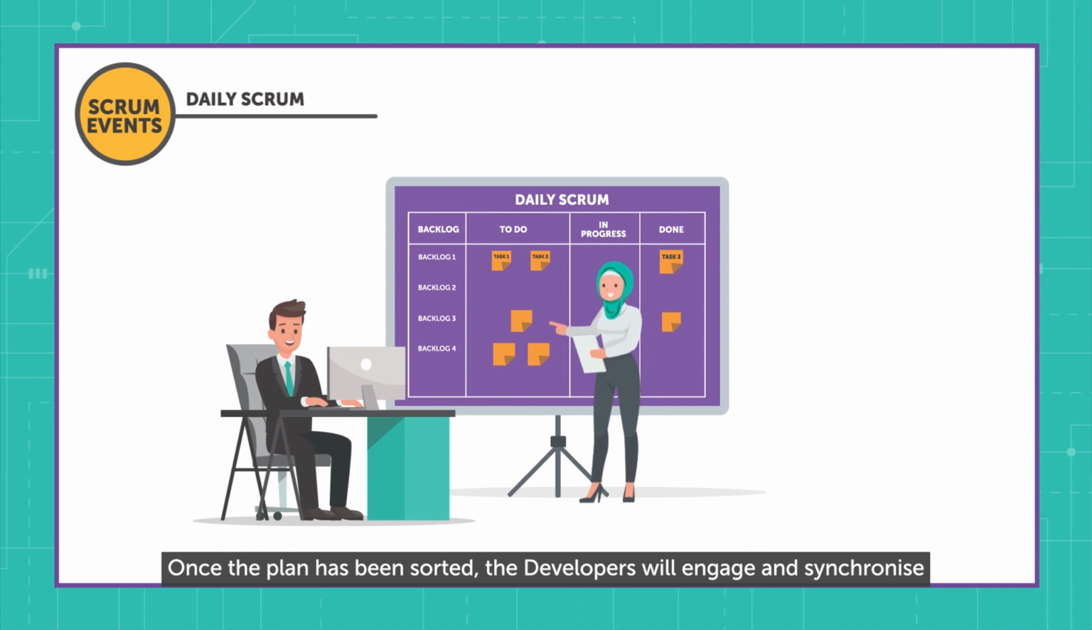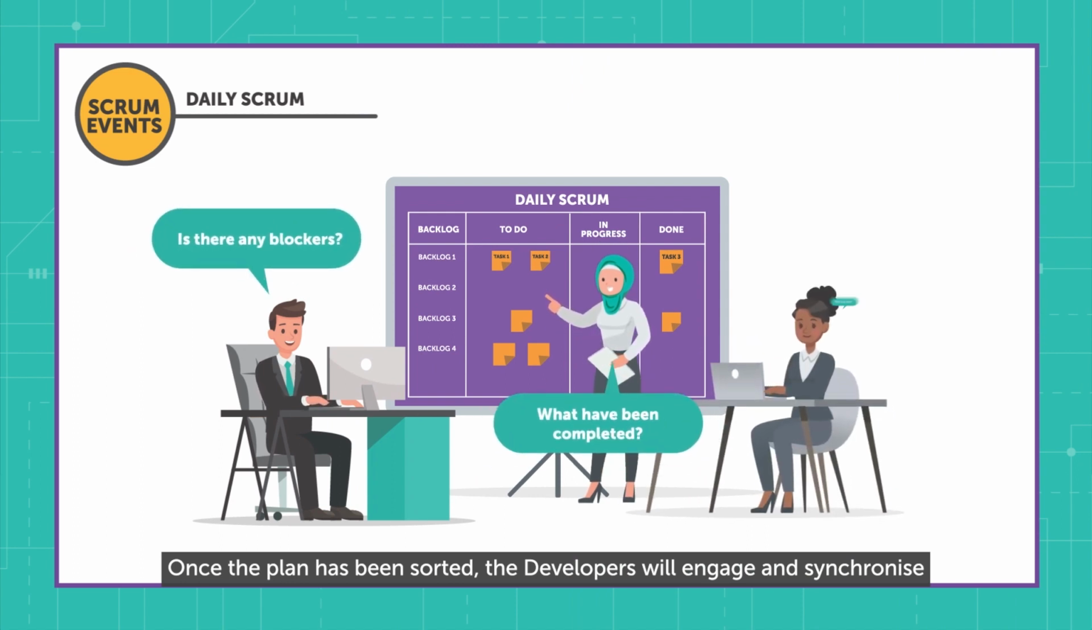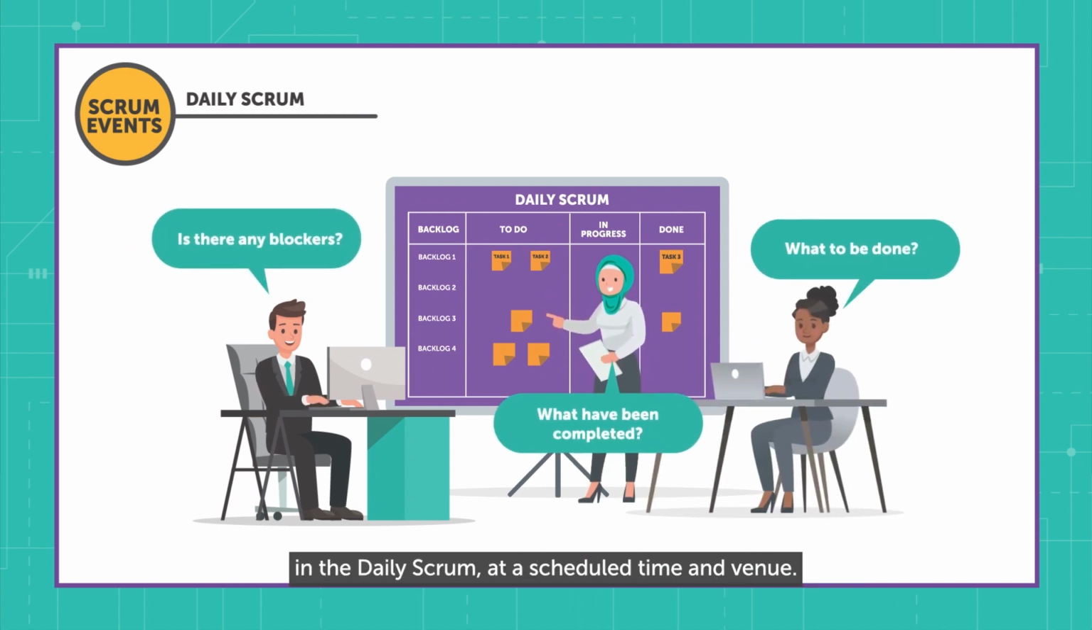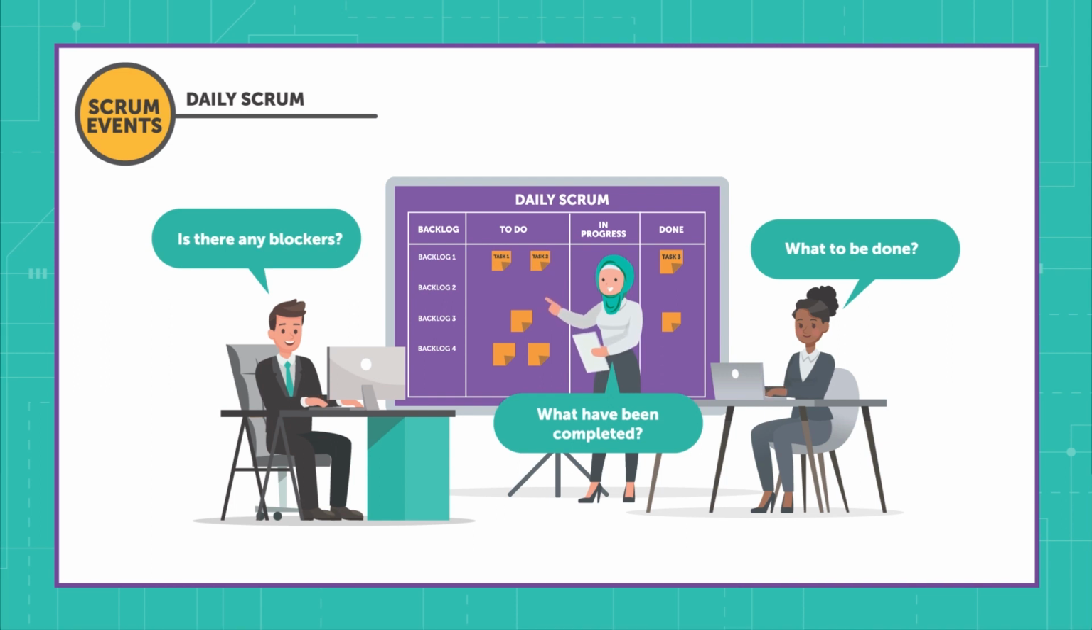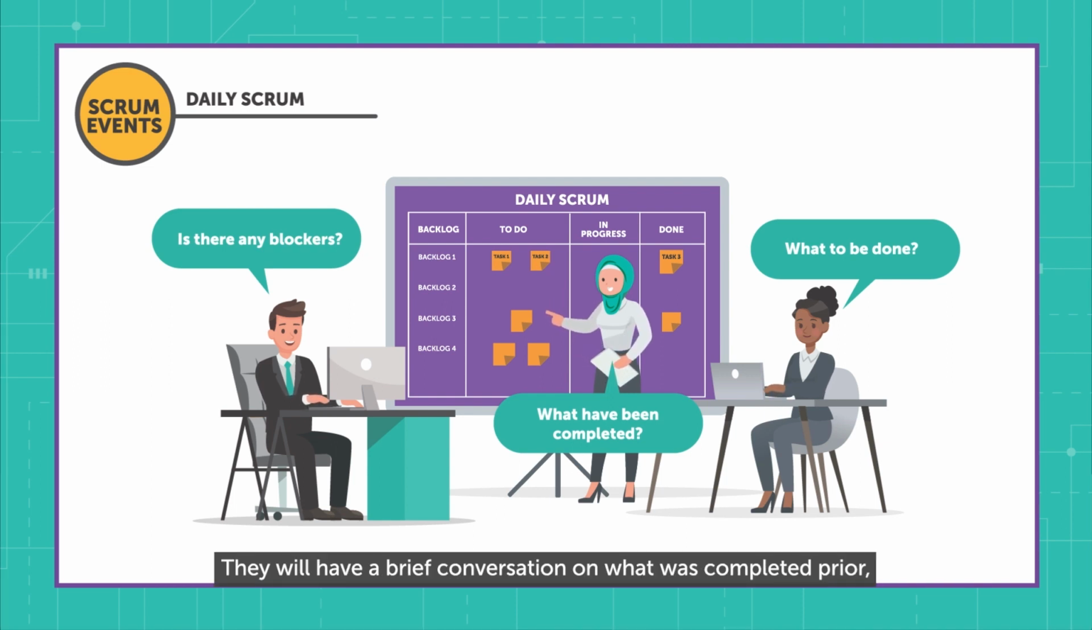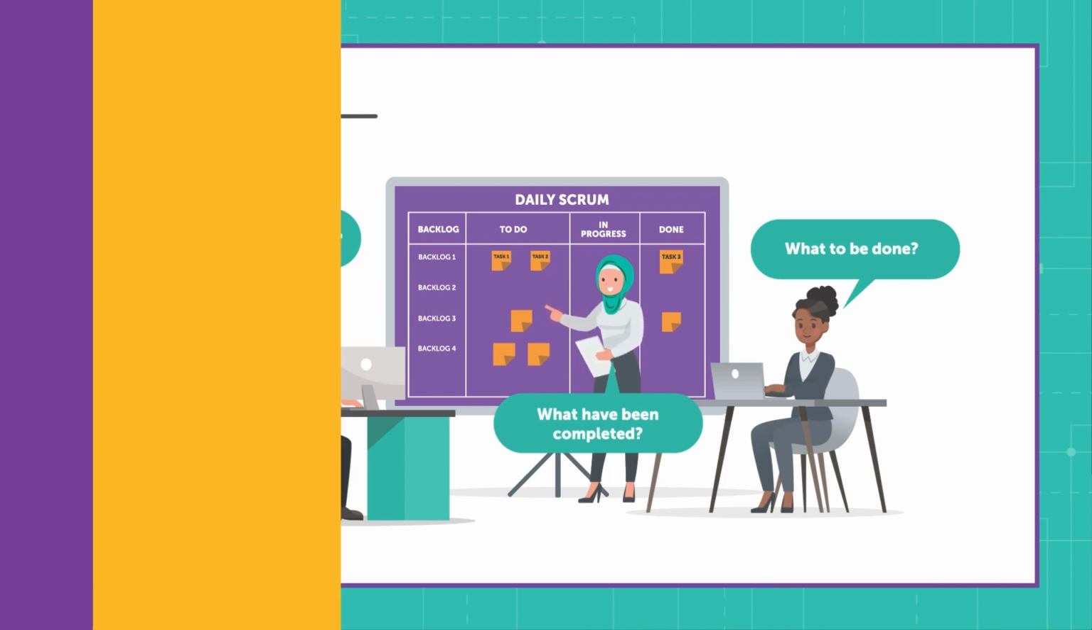Once the plan has been sorted, the developers will engage and synchronize in the daily Scrum, at a scheduled time and venue. They will have a brief conversation on what was completed prior, what will be done for the day, and whether there are any impediments to the project. This event will occur daily during the period of the sprint.